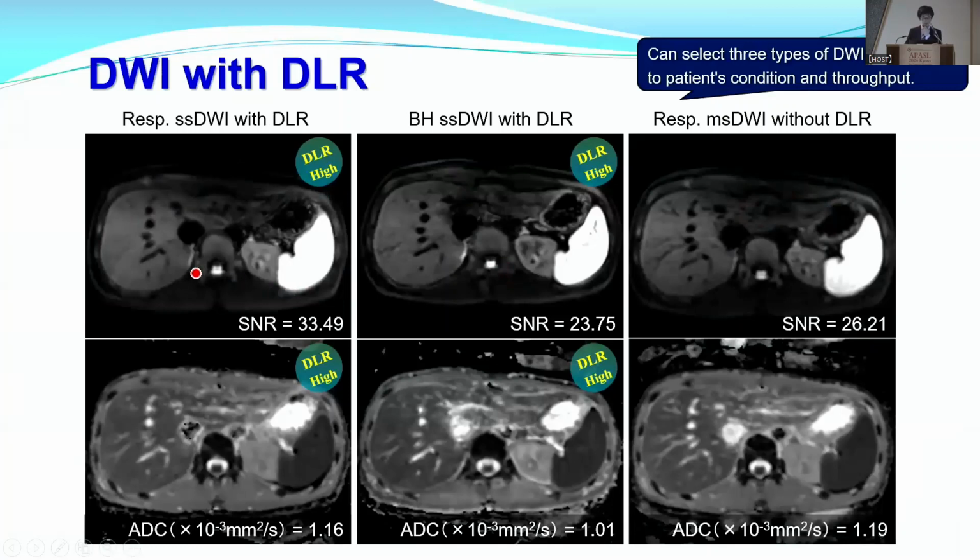So SNR of the liver is the highest in the respiratory triggered single-shot diffusion with DLR. However, the breath-hold single-shot diffusion with DLR has sufficient image quality. So we can now select among three types of diffusion weighted sequences according to the patient condition and the throughput of the MR examinations.